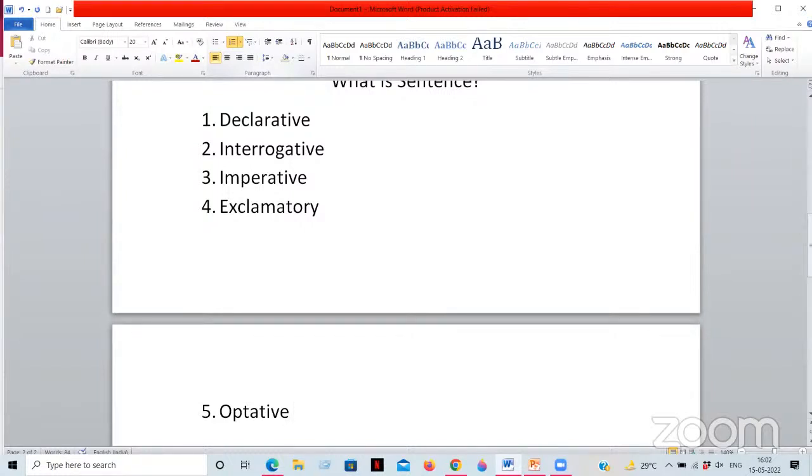Now, the interrogative sentence is very common to you. When you are asking something, when you are interrogating someone to know something or to get some information regarding the thing that you are asking, that is what is called an interrogative sentence. Now, interrogative sentences also have two types. One is yes/no questions, another one is WH questions.